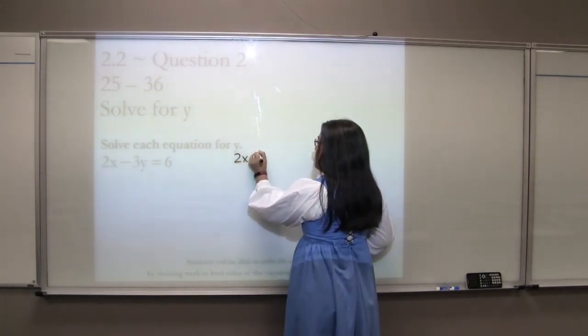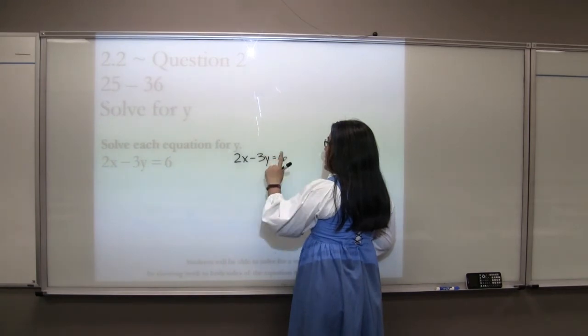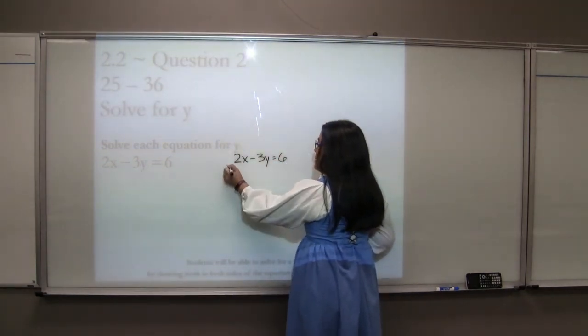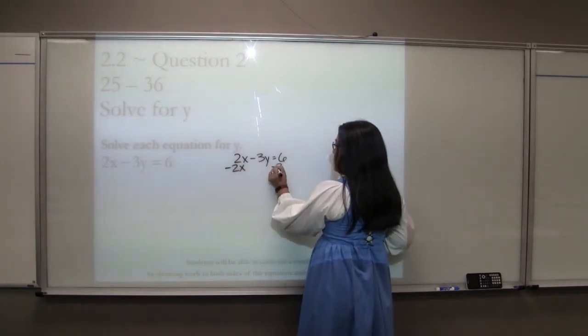So we're starting off with 2x minus 3y equals 6. We're trying to isolate the y's now because we're solving it for y. So my 2x term has to go to the other side.